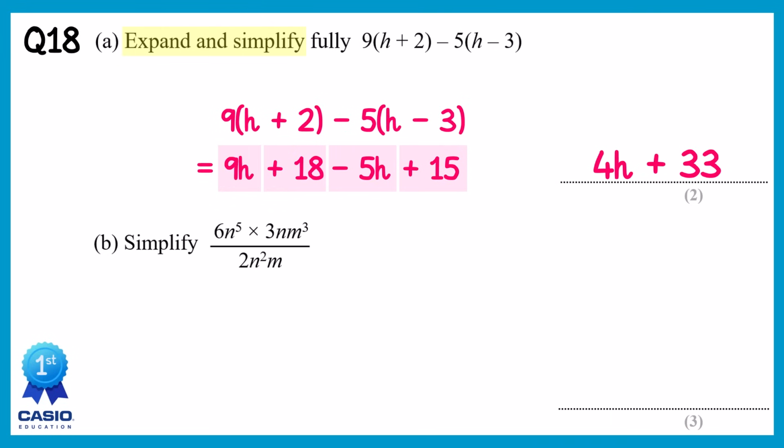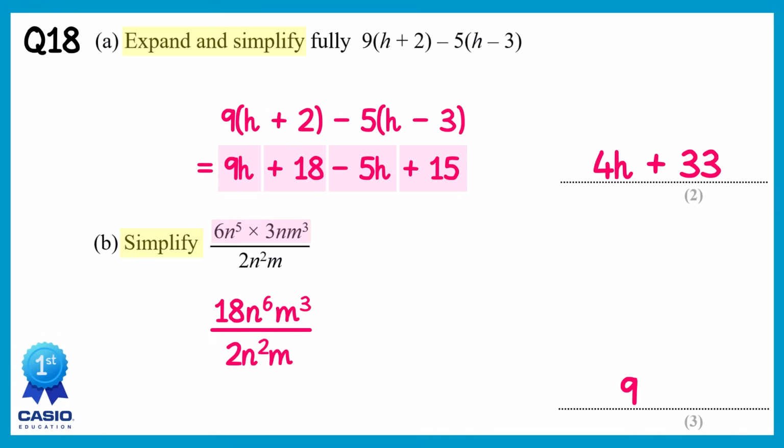In the second part of the question, we need to simplify. We'll start with the top of the fraction, 6n to the 5 multiplied by 3nm cubed. To do this, we multiply the coefficient 6 and 3, which is 18, and then we have n to the 5 multiplied by n to the 1, which is n to the 6, and then we have m cubed, and we need to divide this by 2n squared m.